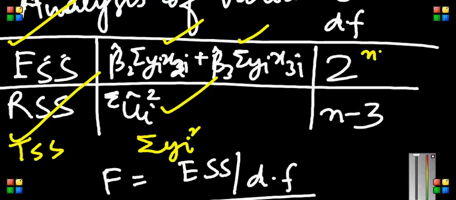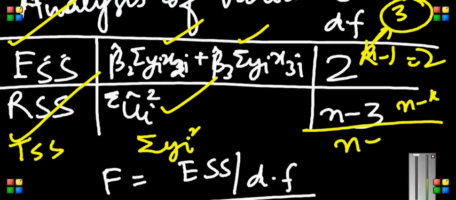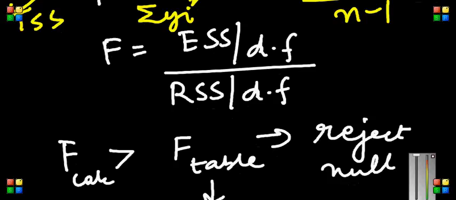Degrees of freedom for ESS I know is k minus 1. K is the number of parameters, which in this case is 3. So 3 minus 1 is 2. Degrees of freedom for RSS is n minus k, and the degree of freedom for TSS is always n minus 1. Using the F test, I have ESS upon its degree of freedom upon RSS upon its degree of freedom.